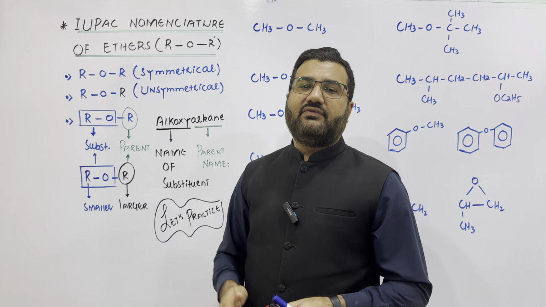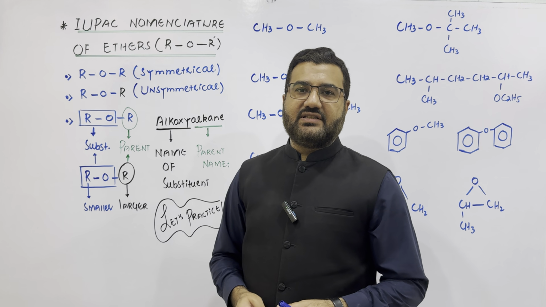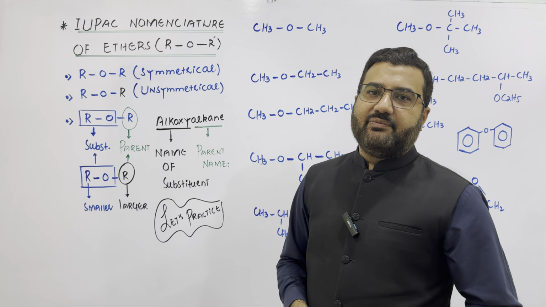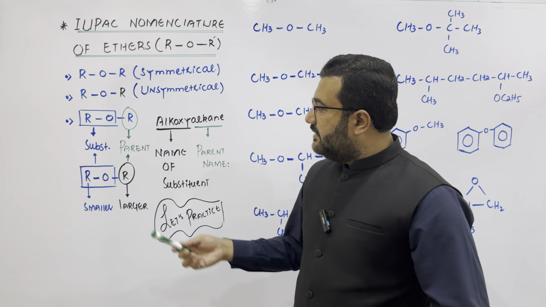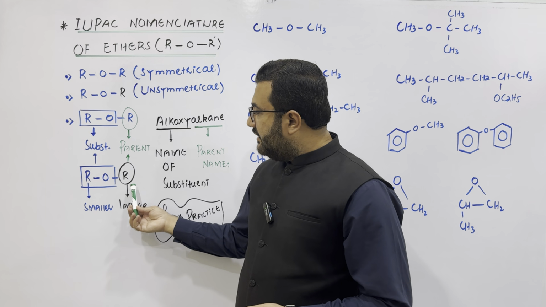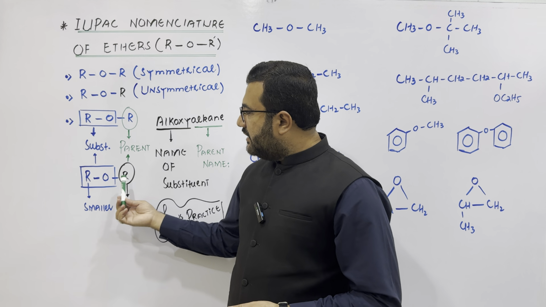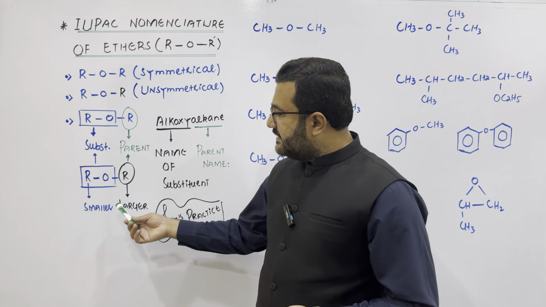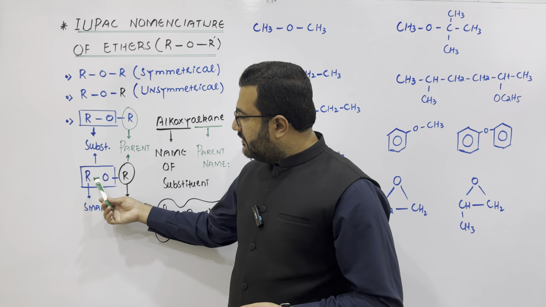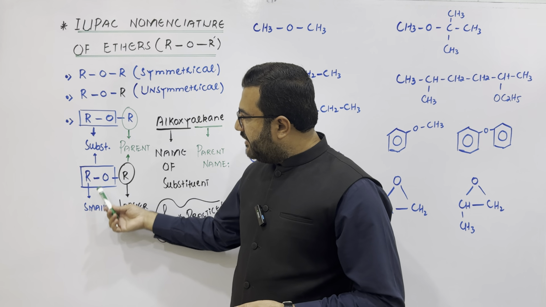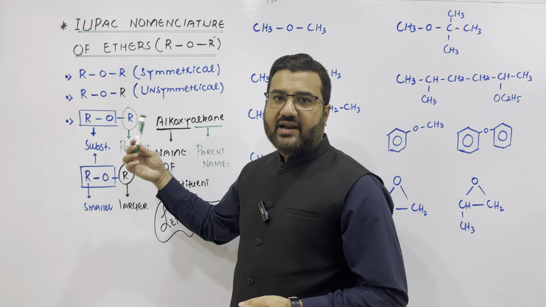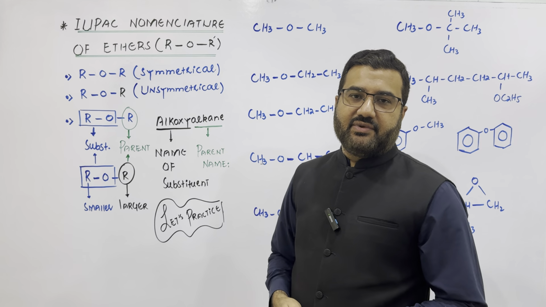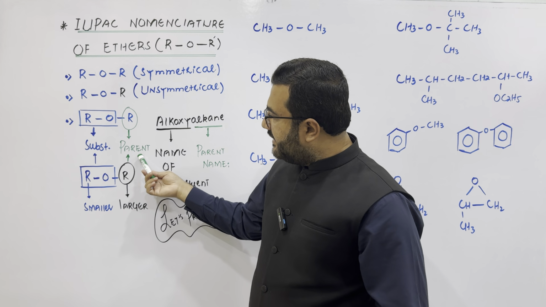So any one of the alkyl groups along with oxygen can be considered as the substituent and the other alkyl group will be considered as the parent. But in case of unsymmetrical ether in which the two alkyl groups are different, the rule is that the smaller alkyl group along with oxygen will be considered as the substituent, and the alkyl group which is larger, which has more carbon atoms, will be considered as the parent.